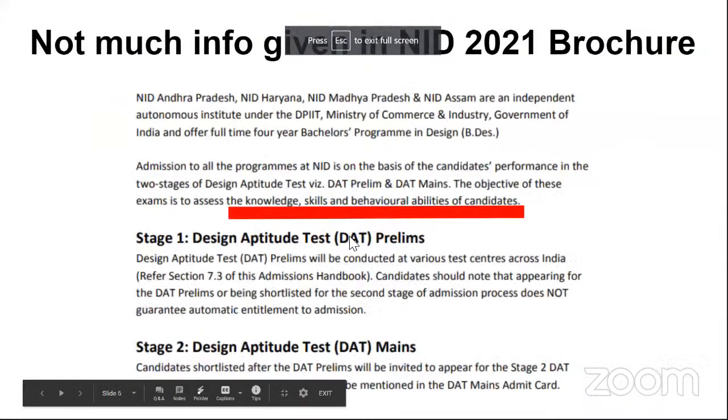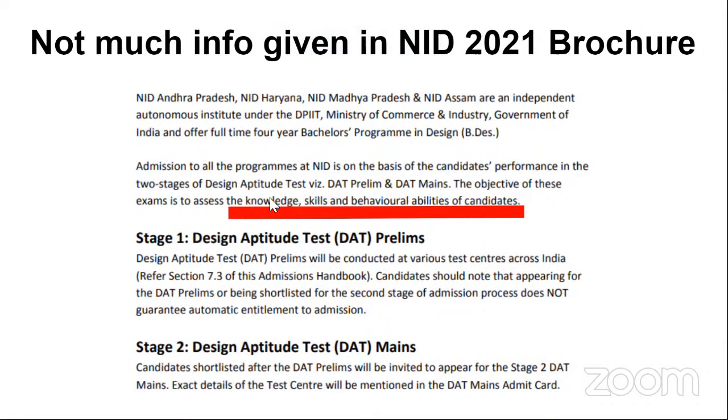So if you go as per the exam syllabus, what they're trying to assess is the knowledge, skills, and behavioral abilities of candidates. They have not given any specific syllabus per se, but this is a very broad statement that they have made. That is the reason it is very important that you go through the past year papers on DQH, so that you specifically understand what kind of questions they may ask, and it will also pinpoint the areas that you should be focusing on.